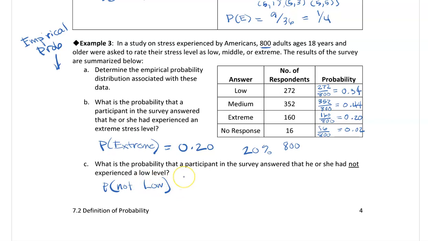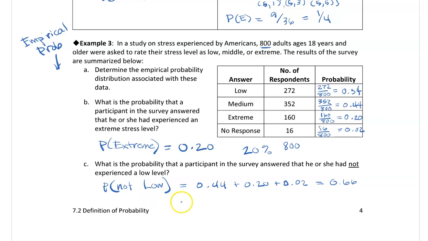Now there's a couple of different ways that we could answer that. We could take all of the probabilities that are not low and add them up. So we could add up 0.44 plus 0.20 plus 0.02 and add those up. So what do I get? It looks like I get 0.66. I'm doing this in my head because I didn't do this correctly in my notes.